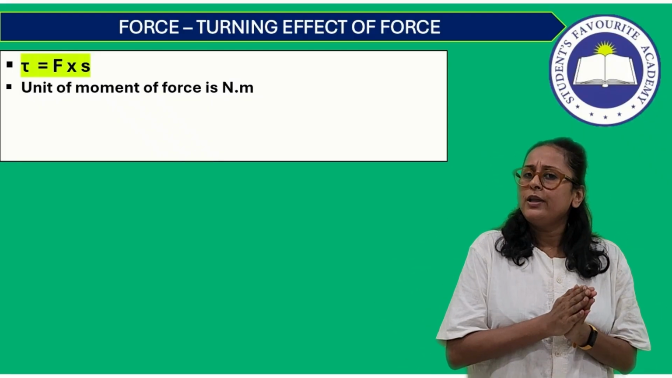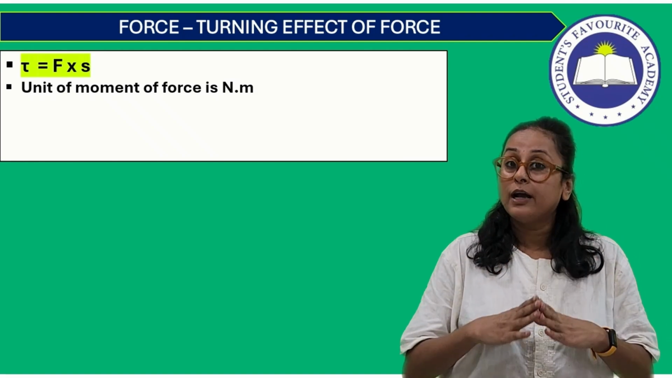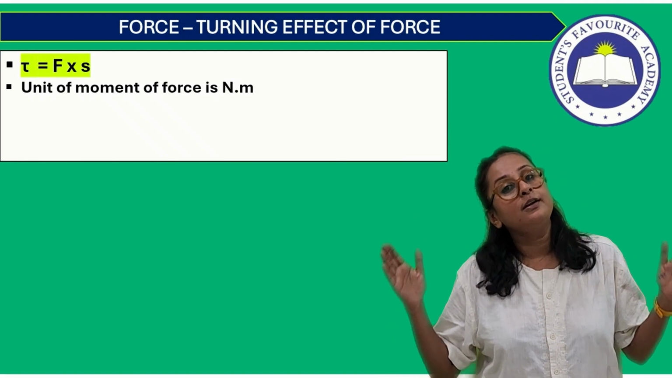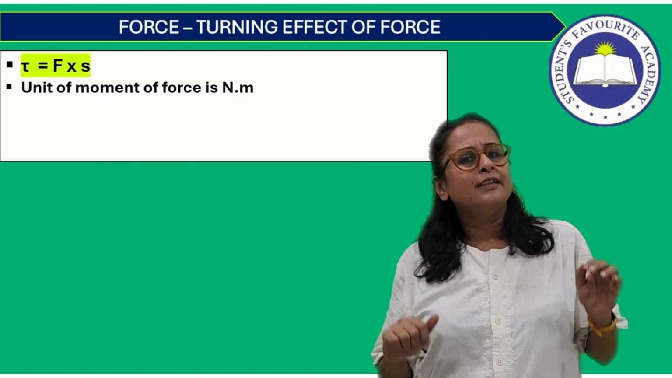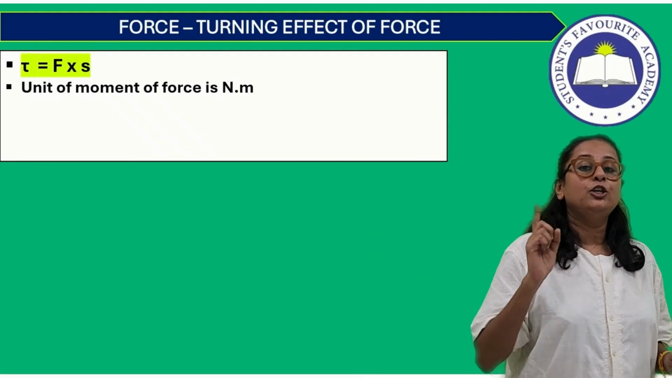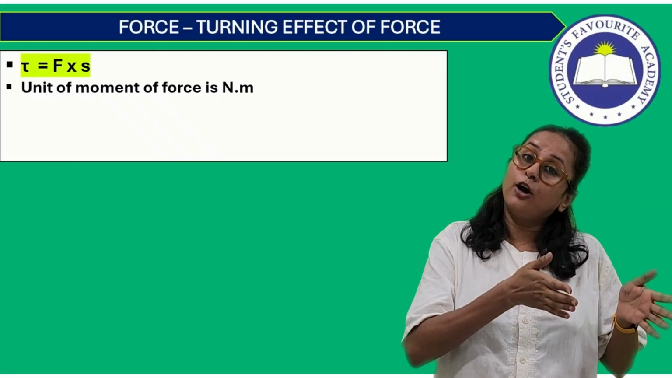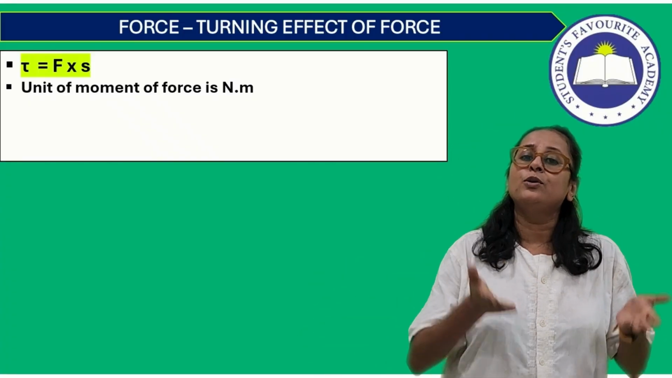So what is tau equal to? Tau, or moment of force, is equal to the product of force into the perpendicular distance from the fixed point. So what will be the unit? The unit of torque or moment of force is equal to the unit of force into the unit of distance, that is Newton meter.